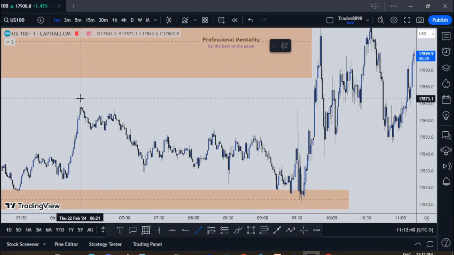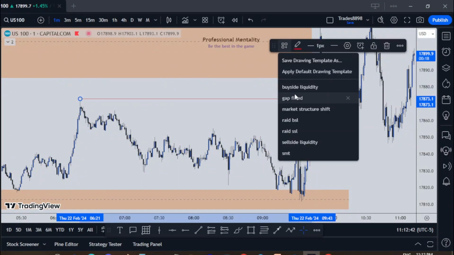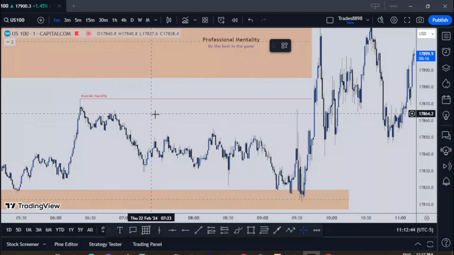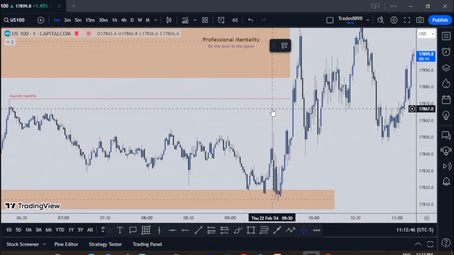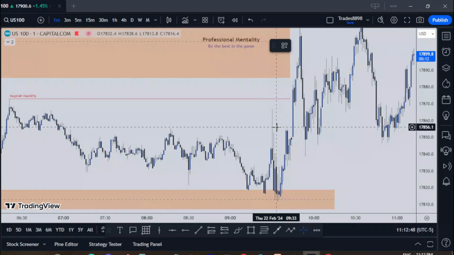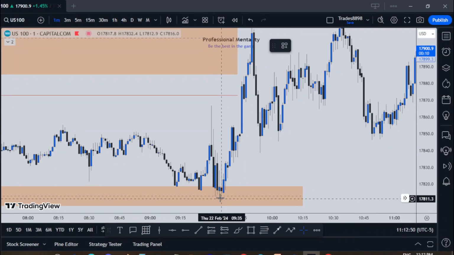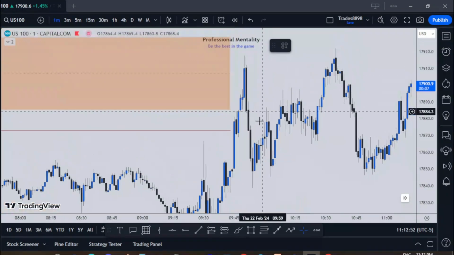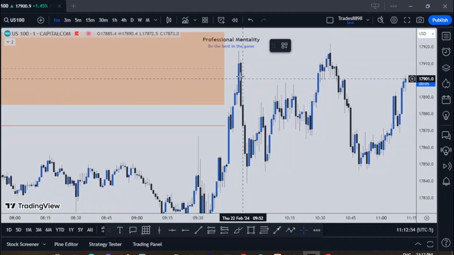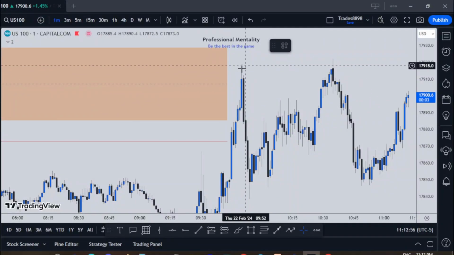Immediately my eye was on this high right here. We have buy side liquidity right there. Price tried to go at it during the 9:30 open. You see that? Price tried to reach it but failed. It came back and goes one more time right there, going through, trying to fill in the gaps.